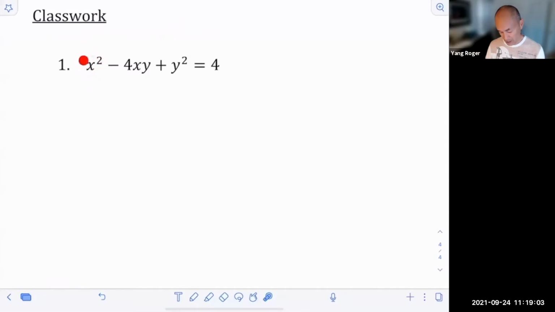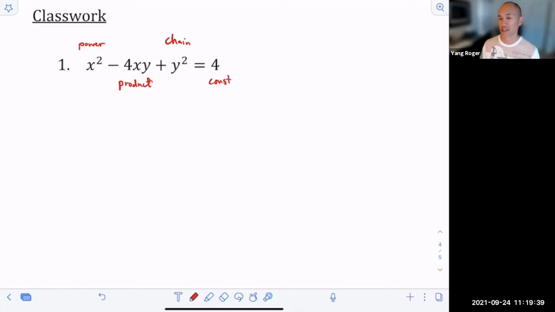What rule do I need for this x squared part? For this part, I need the power rule. What rule do I need for this part? For this part, I need the product rule. What rule do I need for this part? For this part, I need the chain rule. And what rule do I need for this guy? I need the constant rule.